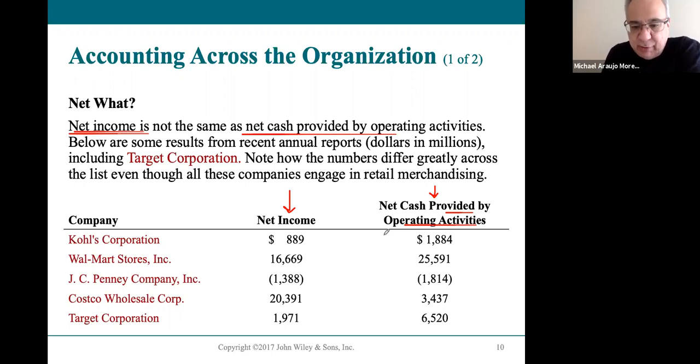That's what you're going to learn in objective 2. But as you see, they're not the same. Whether you have Kohl's Corporation here, and I don't know what year this is, they reported an $889 million profit for net income on their income statement. However, they had cash provided by operating activities of $1.8 billion, much more than just the net income. Same thing with Walmart, showing a $16 billion net income, but they had over $25 billion in cash provided by their operating activities. So you're going to learn about these differences in learning objective 2 next week.